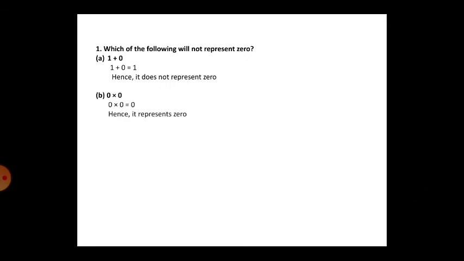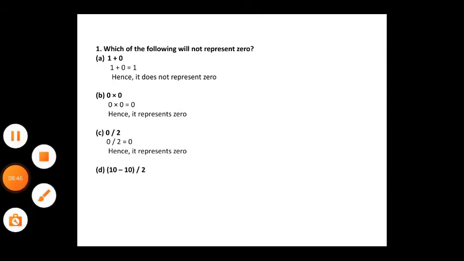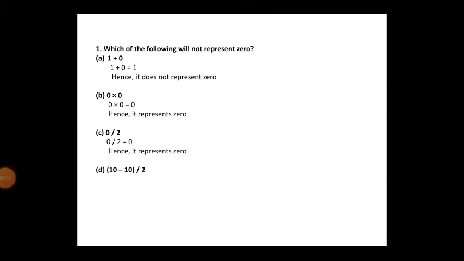0 multiplied by 0, yes, it is 0. So it represents 0. 0 divided by 2: any time the answer is 0 only. So hence it also represents 0. 10 minus 10 divided by 2: here in the numerator, 10 minus 10 is 0, right? 10 minus 10 is 0 in the numerator. 0 divided by 2 is 0 only. So it also represents 0.